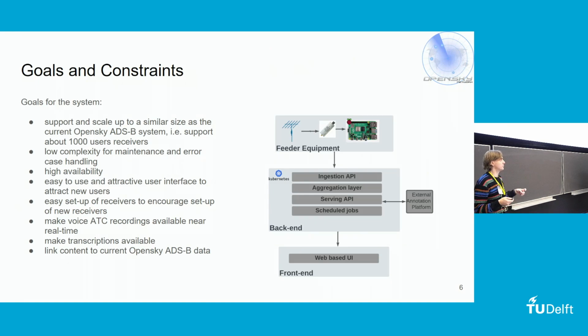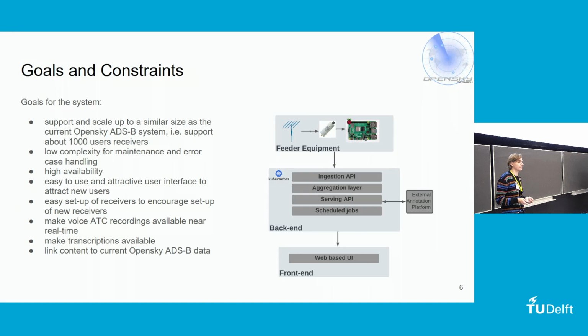Then the goals, so that was the background. What led us into developing this new infrastructure and the new features? And the goals and constraints we had while deploying the new infrastructure. It had to be scalable, right? OpenSky currently has more than 1,000 active receivers feeding us with continuous ADS-B data. I think it's around 1,400, but it's definitely more than 1,000. And we think that with VHF recordings, at some point in the future, we will reach the same amount of feeders. Then low complexity for maintenance and error case handling.